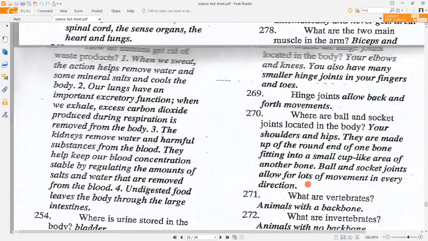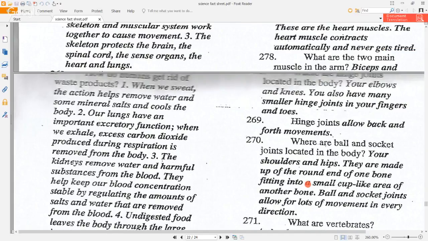Hinge joints allow for what type of movement? They allow for back and forth movement. 270. What are ball and socket joints? Where are ball and socket joints located in your body? Your shoulders and your hips. They are made up of the round end of one bone fitting into a small cup-like area of another bone. Ball and socket joints allow for lots of movements in every direction.